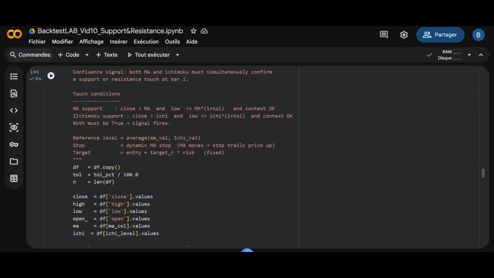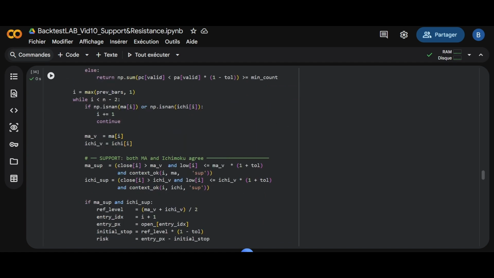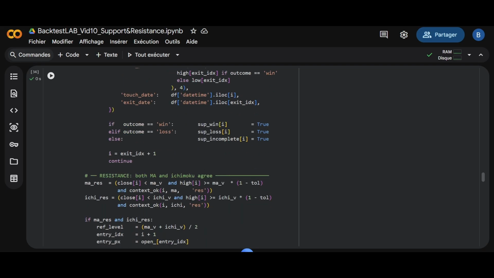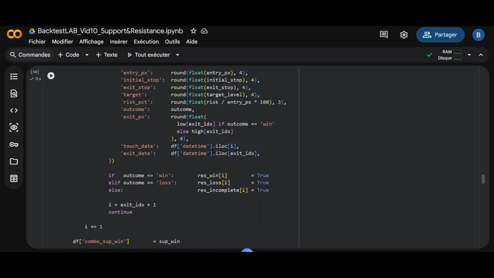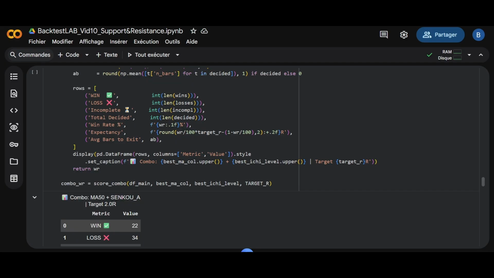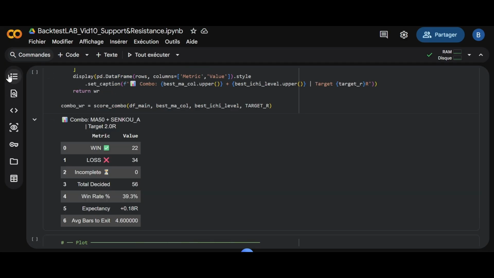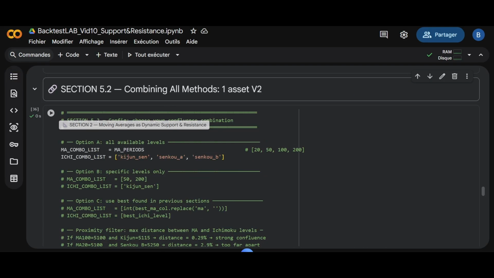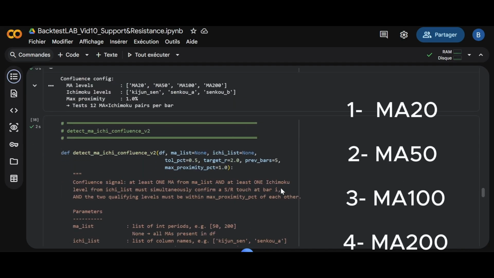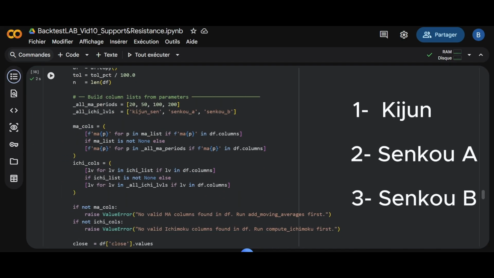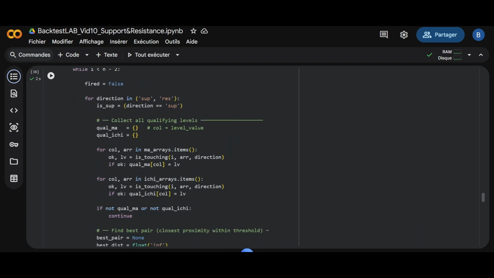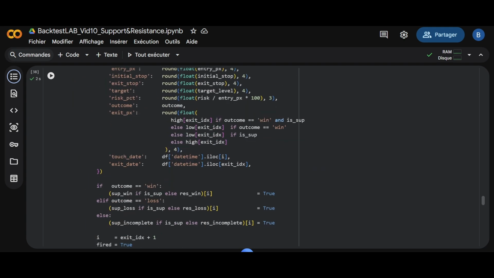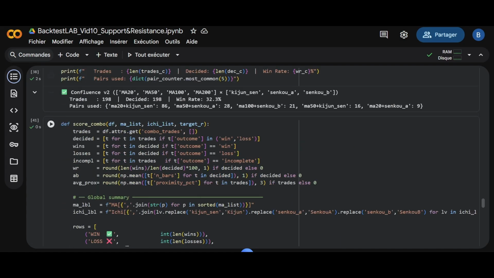We have two ways of combining these strategies. The simplest and the first one is going to take the best moving average, for instance, for the gold, and combine it with the best level of Ichimoku and see if price is using both levels at the same time. So this is method number one. The second method is to test all the possibilities. That means for the moving average, we have 4 possibilities for different parameters. For the Ichimoku, we have 3 parameters, so combining both of them is going to be 12 possibilities. We test them all and we take the best combination. Let's see the results of this best combination.